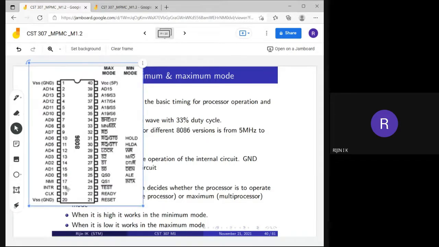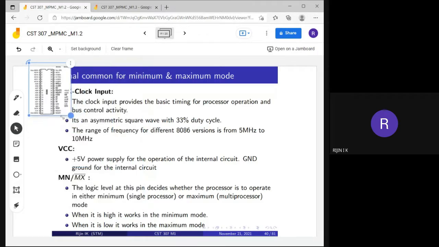Pin number 90. Pin number 90. Okay, for providing clock signals, we are using this pin number 90. Actually it is an asymmetric square wave with a 33% duty cycle, and the range of frequency for different 8086 versions is from 5 megahertz to 10 megahertz. Different ranges are there for different versions of the 8086 microprocessor.